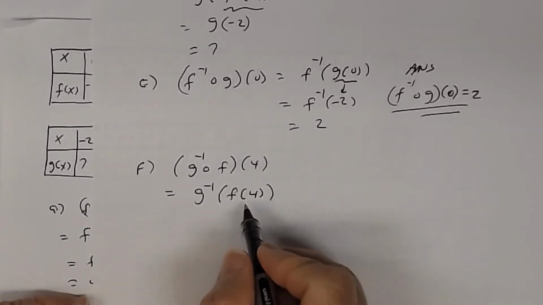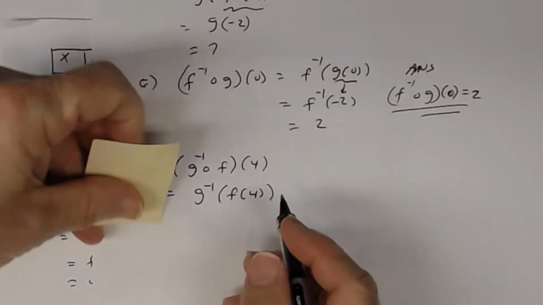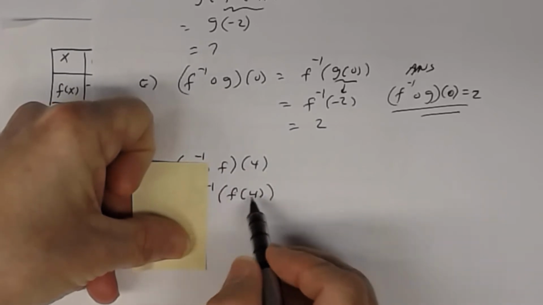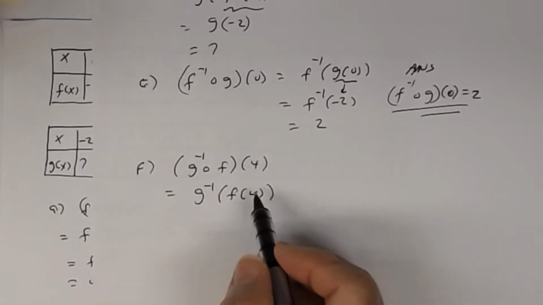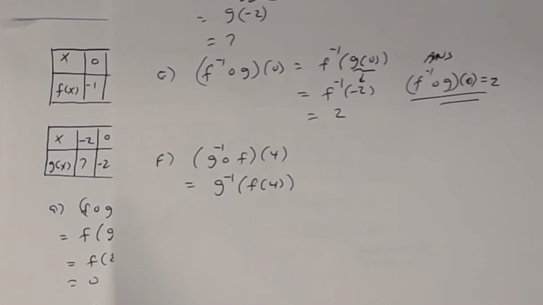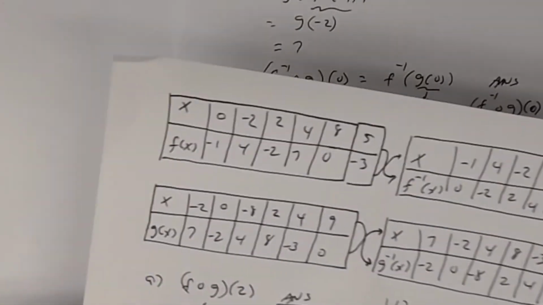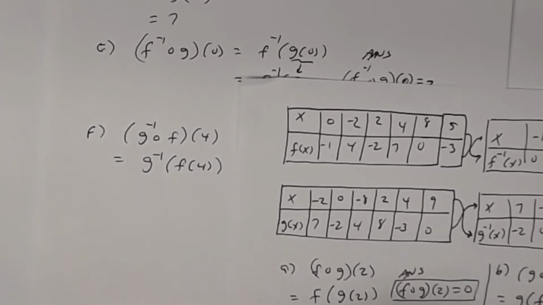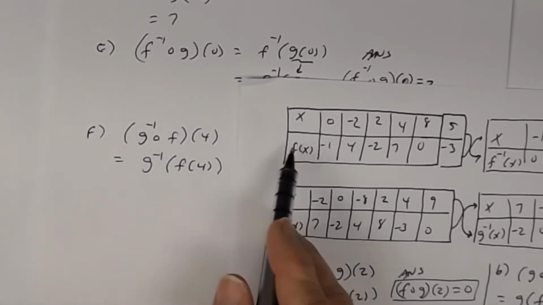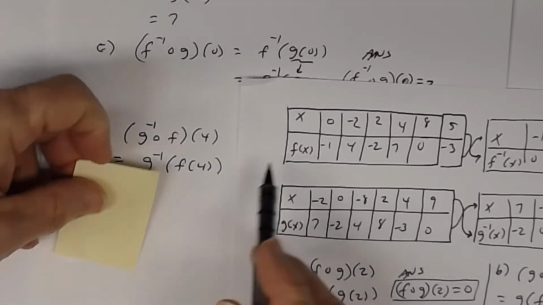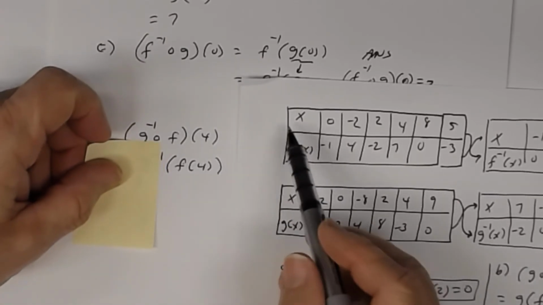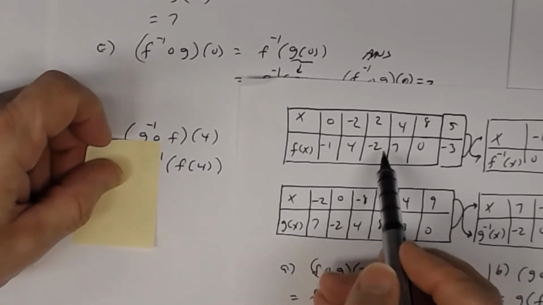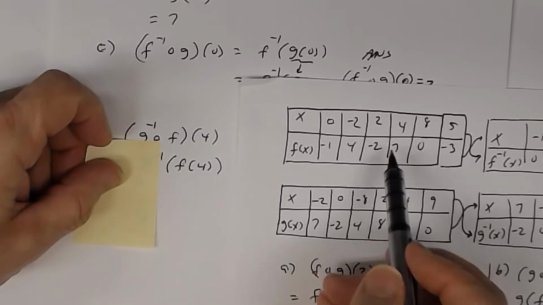So now we've got to find f of 4. If you need to, cover up this part here. Remember, you've got to do the inside first. You've got to find f of 4. So I go to my function f, that's this right here. Let me put it on this side. So that's your function f of x here. When x is 4, that's this. What's the y value? So f of 4 is 7.